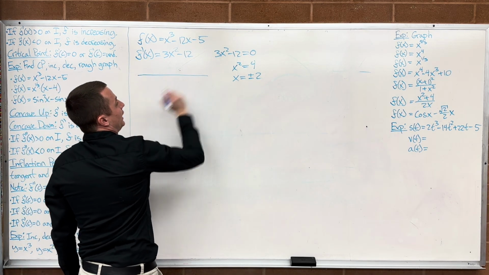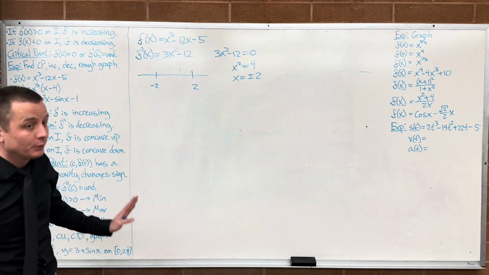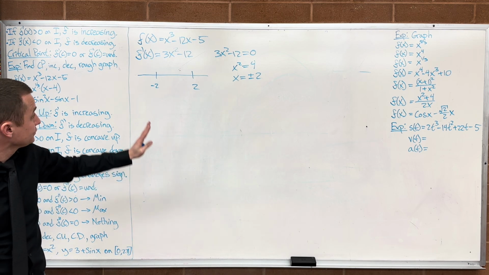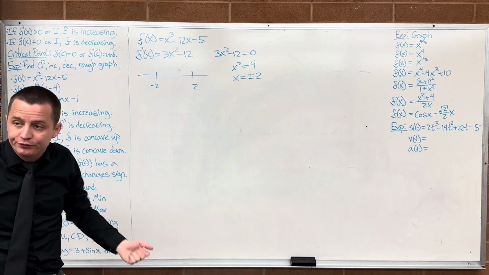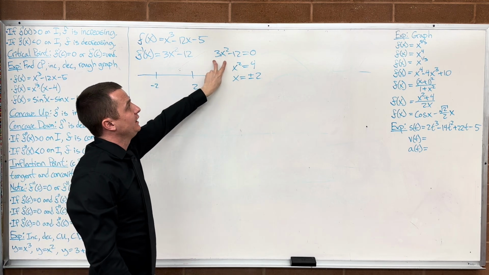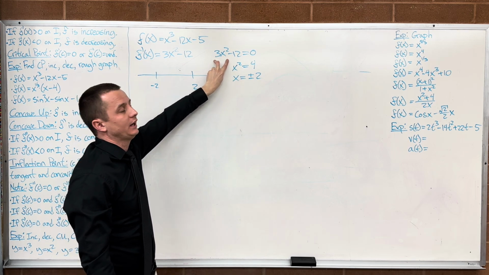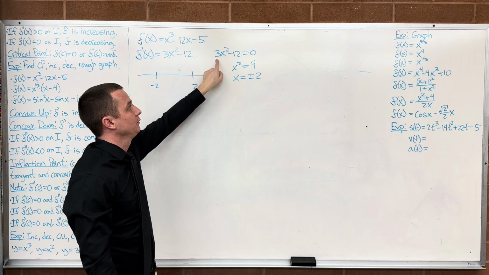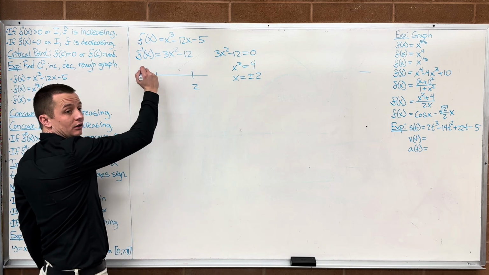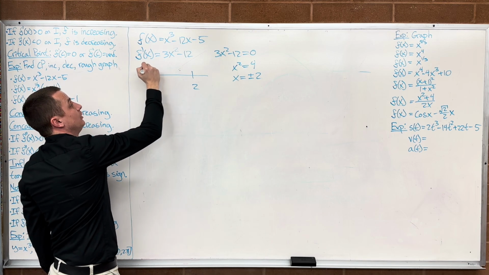So whatever this function looks like, I have no clue yet. Over here at negative 2 and over here at 2 are the only possible places where I could switch from decreasing to increasing or increasing to decreasing. So the question is, to the left of negative 2, is this function increasing or decreasing? So plug in negative 3 really quick. 3 squared is 9, times 3 is 27, minus 12 is 15, a positive number. So the derivative is positive to the left of negative 2. So it's increasing over here.